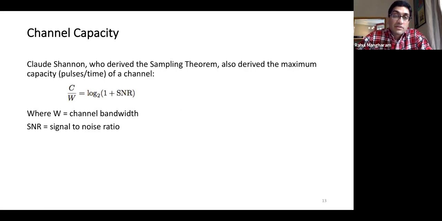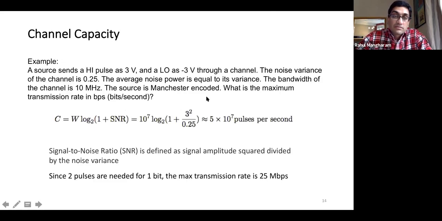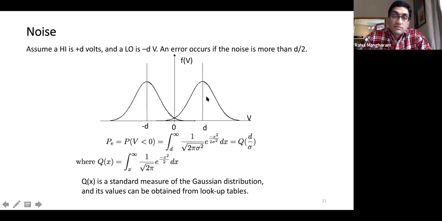So why is the integration going from D to infinity? In that, you mean in the previous one? Yeah, it's going from D to infinity because this is a long tail distribution. It's asymptotic to the floor over here. It does not truncate at this point. A Gaussian distribution will go till infinity.